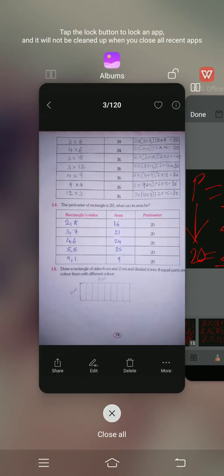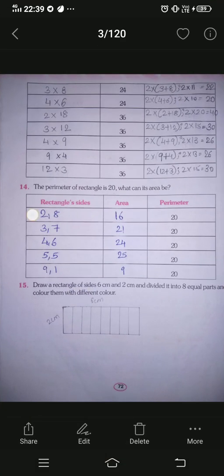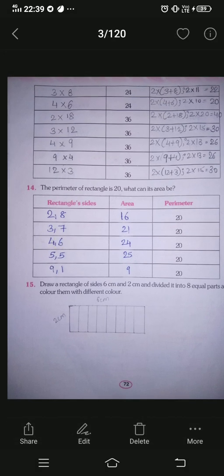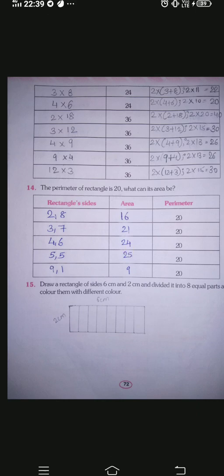Okay, so here you see I have already written 2 and 8, 3 and 7, 4 and 6, 5 and 5, and 9 and 1. Okay, so the perimeter we already got, the rectangle's sides we already got. How will we find the area when we have the sides? What is the formula for the area of a rectangle? The formula is length into width. Length into width, when you do, you get the area. So you already know length and width, children.